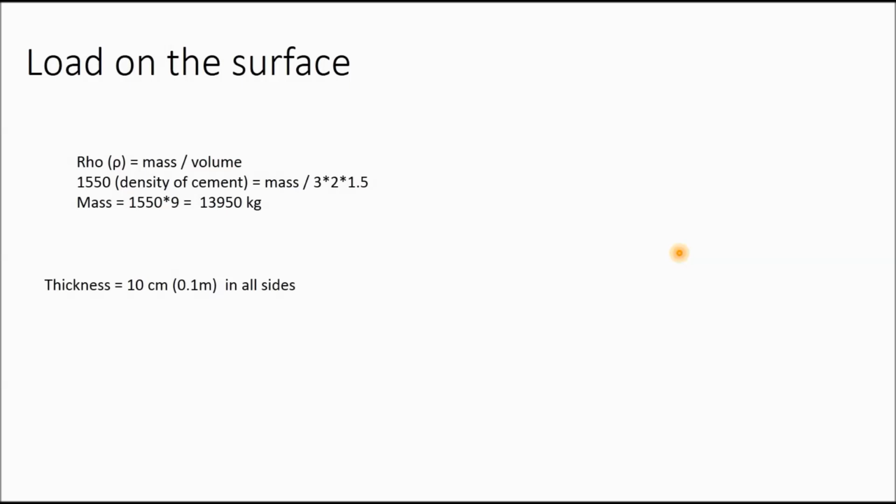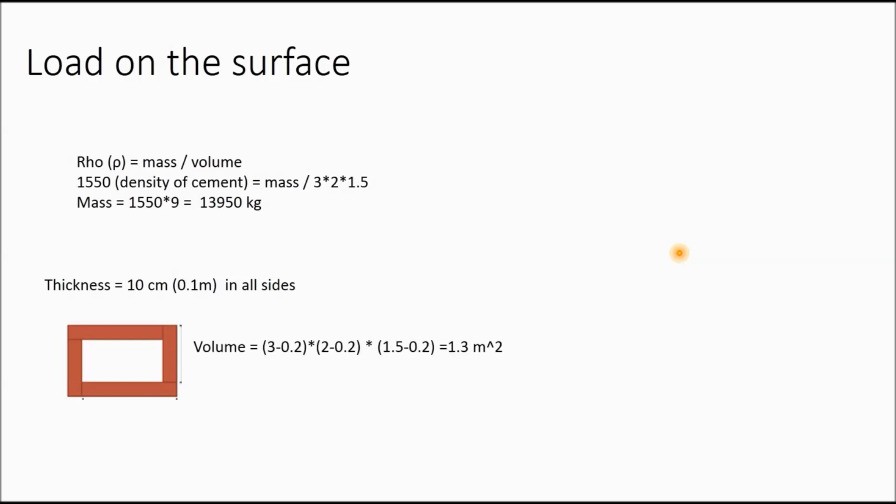So I can take the thickness of the cement block as 10 centimeters, so I will take it as 0.1 m in all the sides. Now I am doing it correctly. I will subtract 0.2, because 0.1 meter is on one side and it is on both sides. So 3 minus 0.2, 2 minus 0.2 and 1.5 minus 0.2.